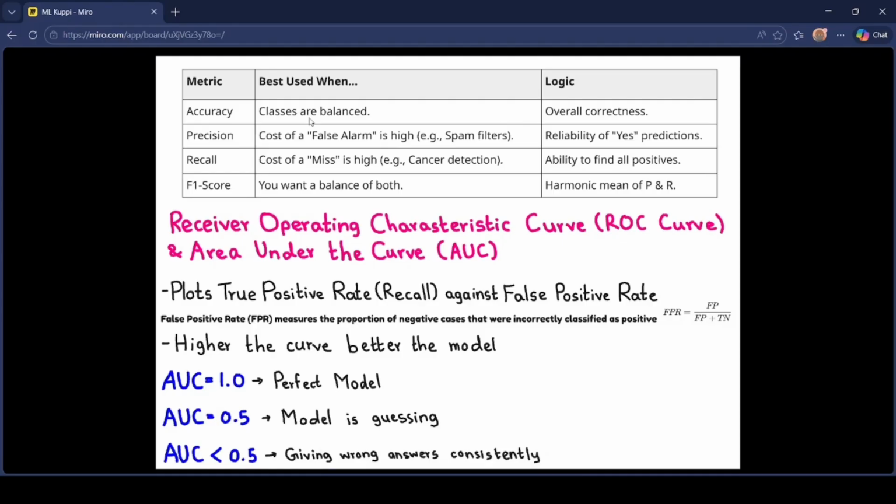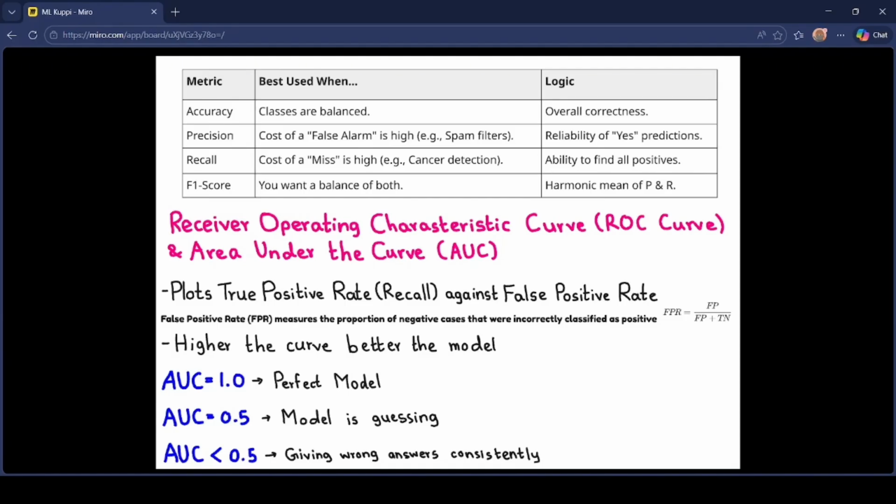And after this, we have the ROC curve, the receiver operating characteristic curve, and the area under the curve. We are going to plot the true positive rate against the false positive rate. The true positive rate is the recall. The formula for the false positive rate is given here. That is, we measure the proportion of negative cases that were wrongly classified. We are going to plot these in a Cartesian plane and get a plot.